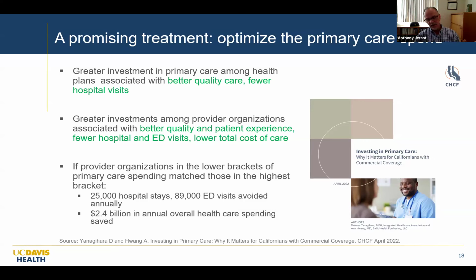To the point that if those provider organizations that were in the lowest brackets could match those in the highest, there'd be a whole lot of hospital stays and ED visits avoided, and about $2.4 billion in annual spending saved. Now, when you look at the fact that we're spending over $400 billion in the state, that might not seem like a lot, but it would be a significant chunk that could at least slow the growth, right? And that's the goal that OCA has, and I'll show you that in a little while. And this is just targeting the provider organizations. If you looked also at the health plans and they were to increase their spending in primary care, you would get additional benefits most likely.